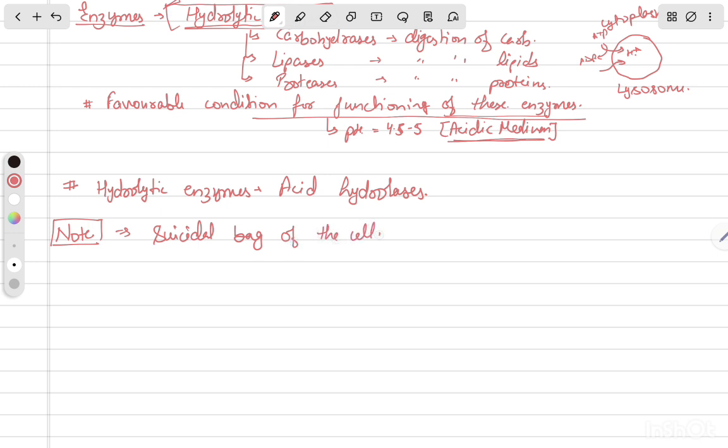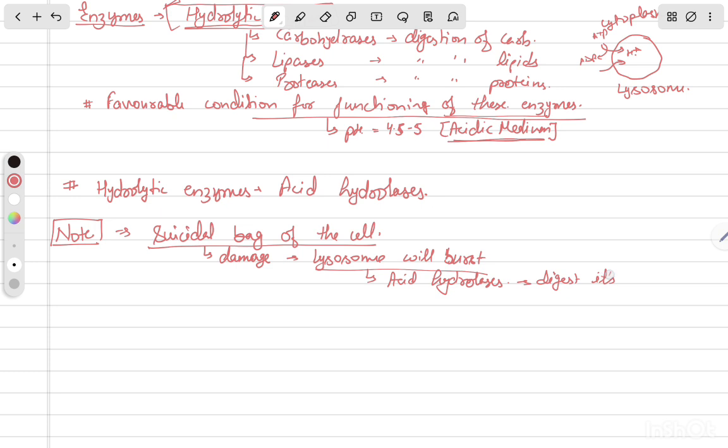Suppose if there is any damage in the cell, then the lysosome will burst, and it has acid hydrolases. Now, what would be the function of acid hydrolases or hydrolytic enzymes? It will digest its own cell, its own cellular components, right?